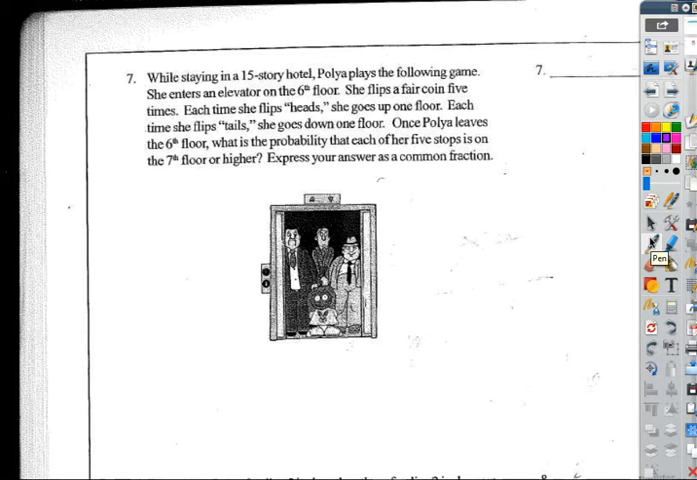Okay, so for problem number 7, we decided to go with a probability counting tree because it was the easiest way to go about this problem. So as you can see right now, we're drawing out the counting tree. Instead of using heads and tails for the tree, we're using the floor number that would be landed on given the chance of heads or tails.